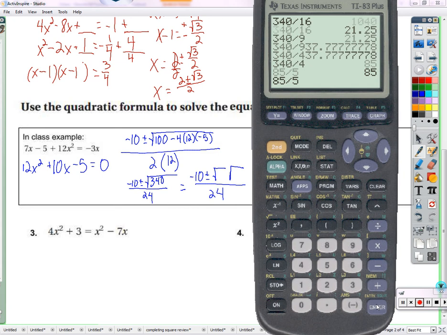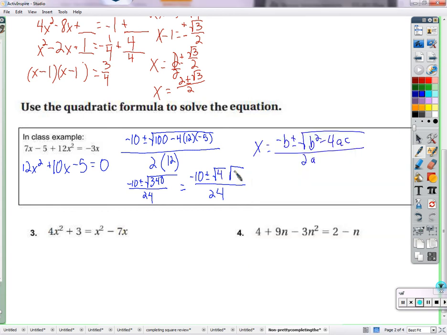Okay. So we just have 4 times 85. 85 can't be simplified anymore, so that it's a factor of something that has a square root. So just 4 times the square root of 85 is the best we can do. All right. Just get this out of the way. Negative 10 plus or minus 2 root 85 over 24.